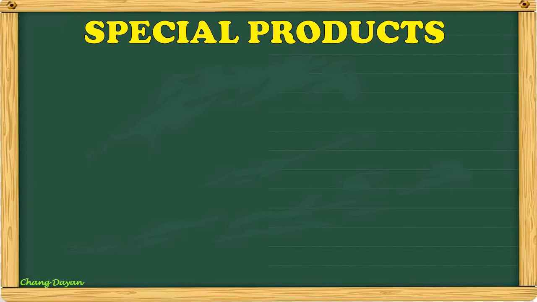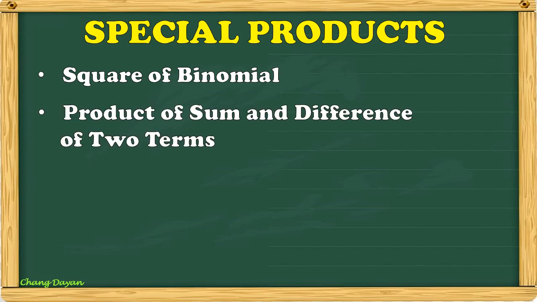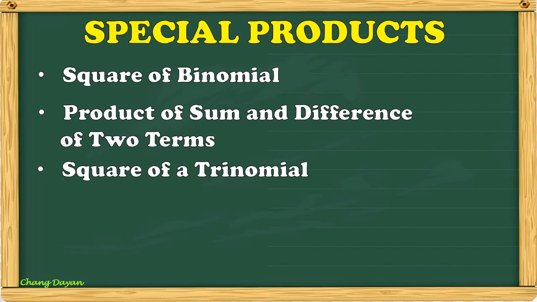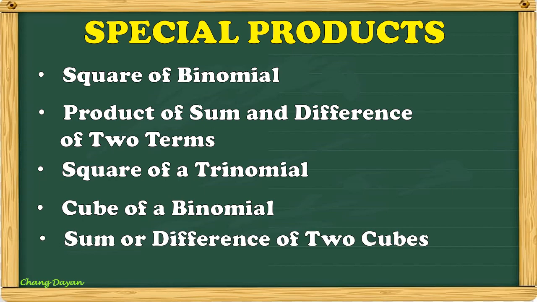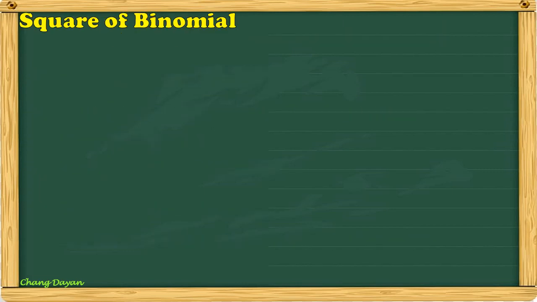Good day everybody. For today's lesson, we'll have special products. Those are square of a binomial, product of sum and difference of two terms, square of a trinomial, cube of a binomial, and sum or difference of two cubes. Now, let's begin with square of a binomial.